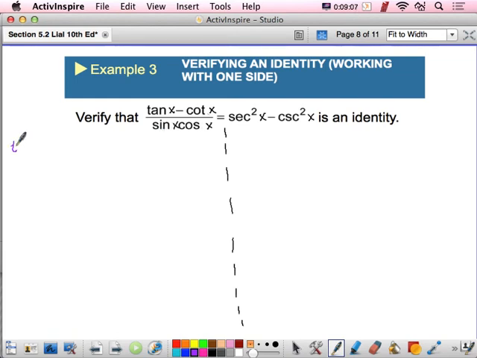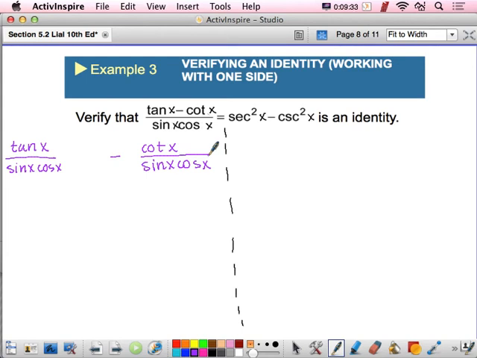Let's take the tangent of x over sine times cosine, and let's separate it from the other, minus cotangent of x over sine times cosine. And do not leave your angle off. You have to put the x with every trig function. Now, as it stands right now, it's not getting a whole lot better.